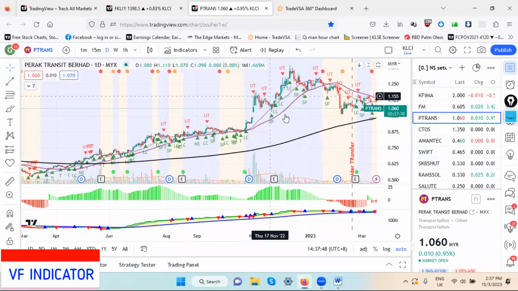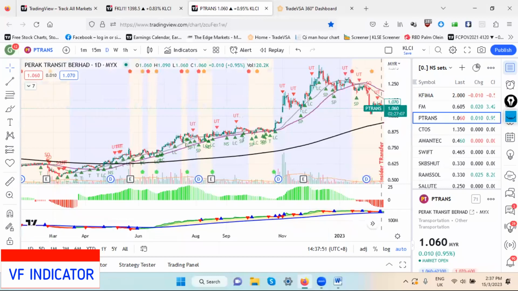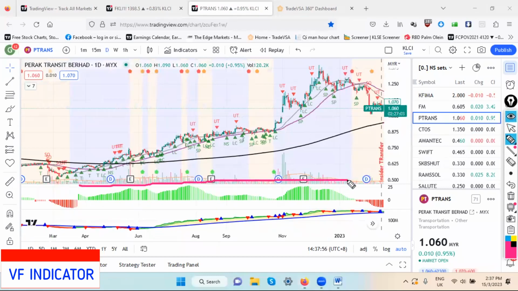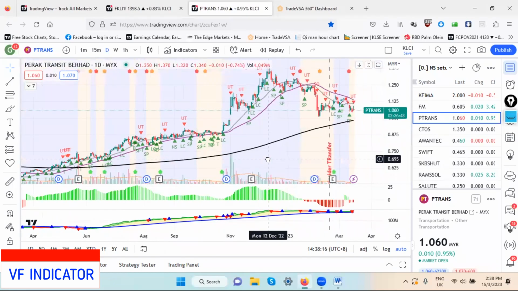So this is a 120, almost 100%. You are seeing the indicator. As long as the whole thing is in green color, you can let the profit run, and as long as this VF line does not drop below this ML line, then the entire situation is still okay. You can just let the profit run.